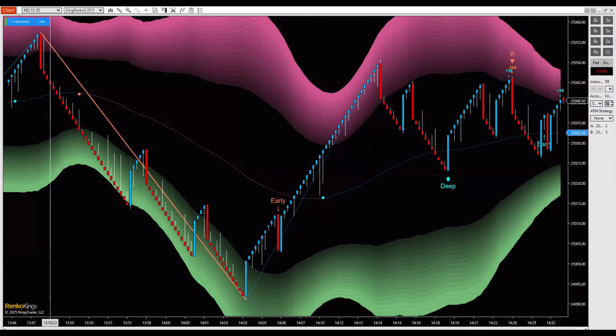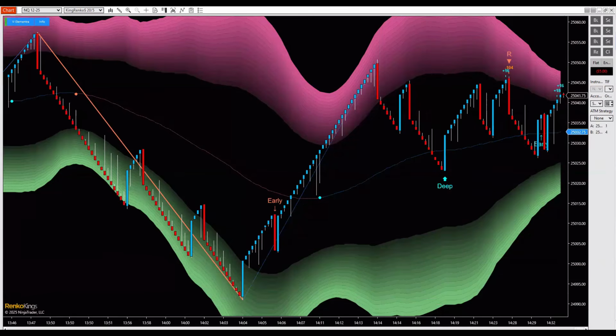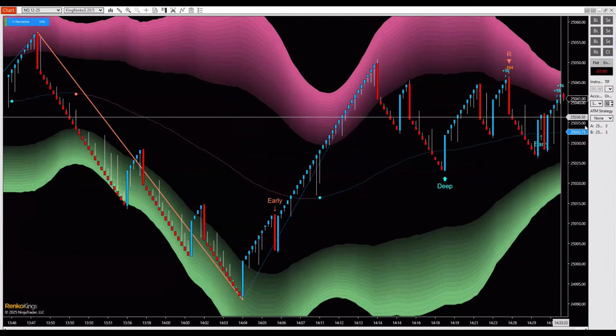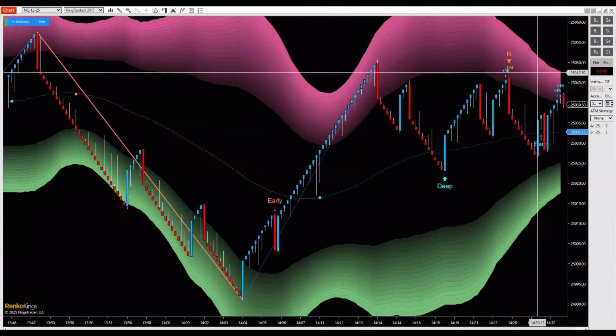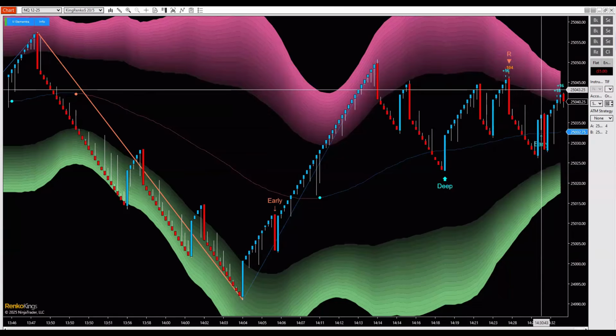Right. So, yeah, the numbers occur inside those bands, which are reversal areas, right? So that's when you begin to see these numbers, right? Like over here, you begin to see these numbers because price is arriving into this dynamic resistance area.